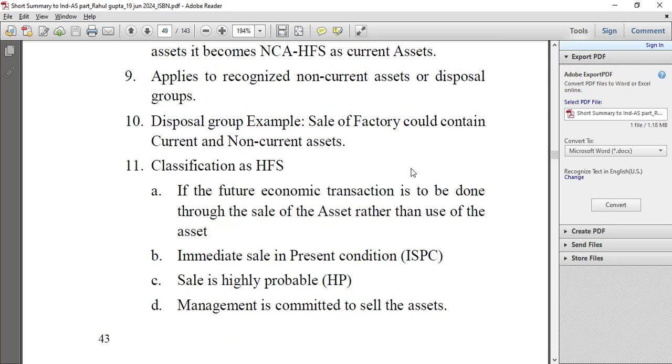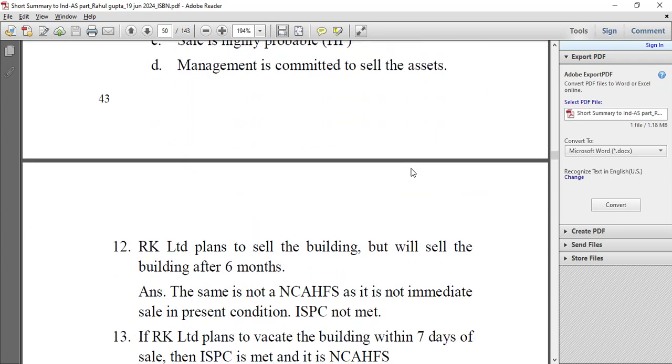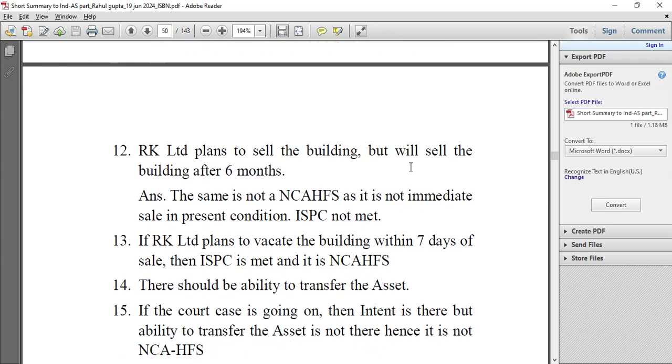Immediate sale in present condition, ISPC. Sale is highly probable, HP. Management is committed to sell the assets. RK Limited plans to sell the building, but will sell the building after 6 months. The same is not a NCA HFS as it is not immediate sale in present condition. ISPC is not met. If RK Limited plans to vacate the building within 7 days of the sale, then ISPC is met and it is NCA HFS.